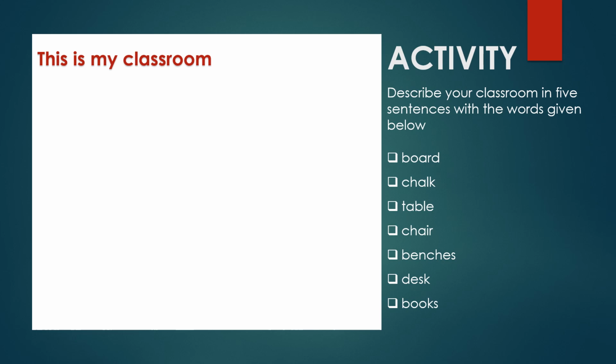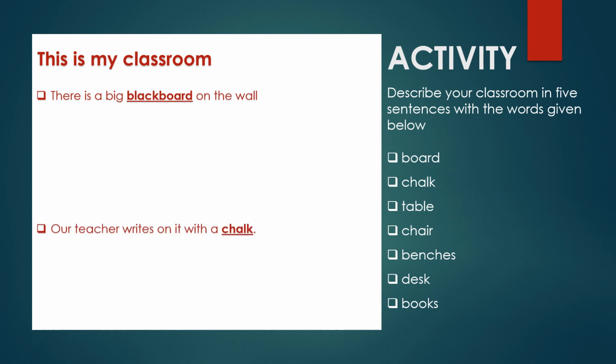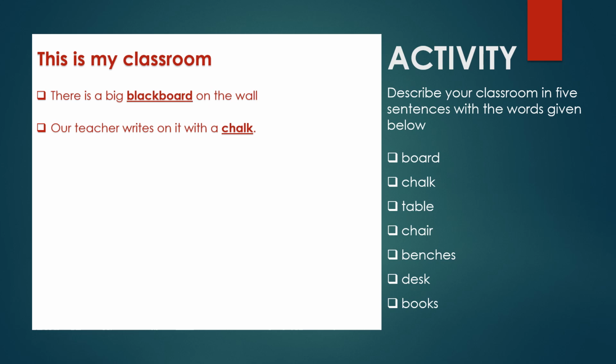So this is my classroom. There is a big blackboard on the wall. In my classroom, there is a big blackboard on the wall. The second word given is chalk. Our teacher writes on it with a chalk. On it means where? On the blackboard. Our teacher writes on it with a chalk.